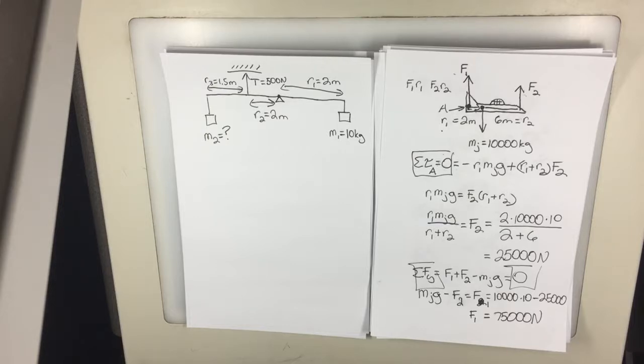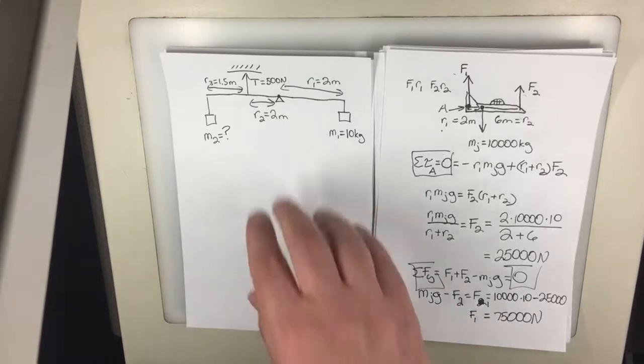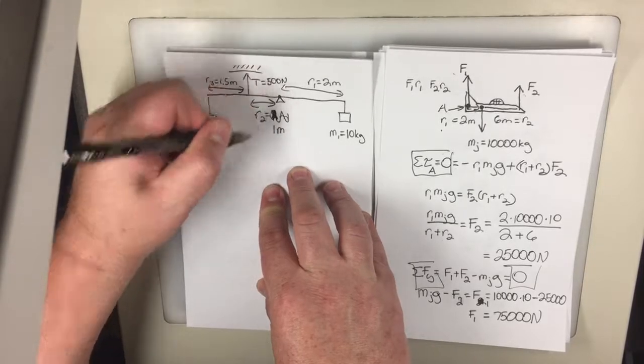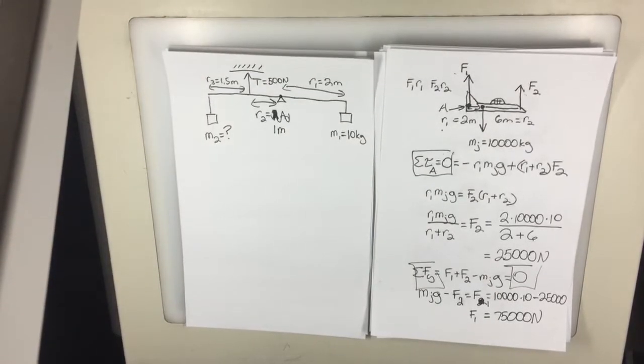We've got a 10 kilogram mass on the right for M1. R1 is 2. R2 is also, well, oh, that's not to scale. Let me make it 1. R2 is 1. R3 is 1.5.